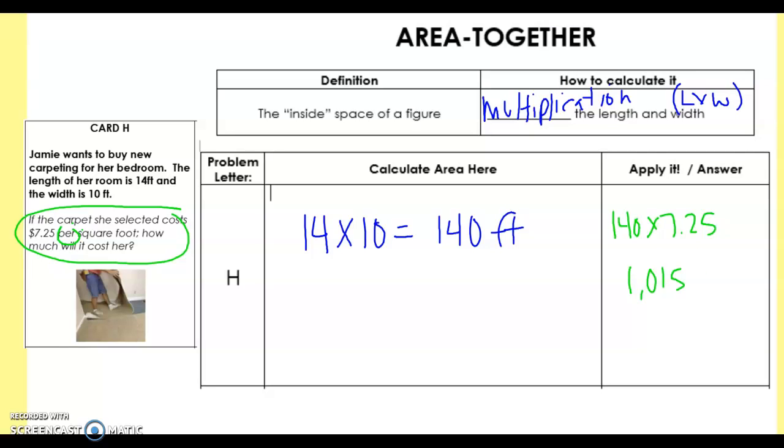Again, we're talking about money. So I do want you to present your answer in terms that make sense in the problem. So include that dollar sign and our cents. So how much is it going to cost? $1,015 or $1,015.00.